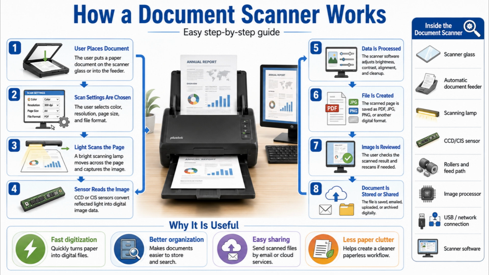Inside the document scanner, several important parts work together. These include the scanner glass, automatic document feeder, scanning lamp, CCD or CIS sensor, rollers and feed path, image processor, USB or network connection, and scanner software. Together, these components help the scanner capture, process, and deliver digital document files efficiently.